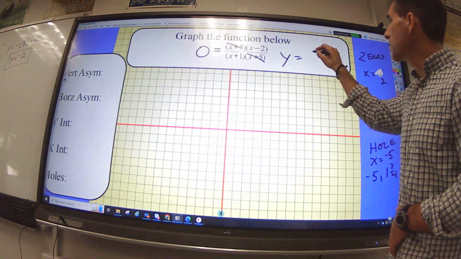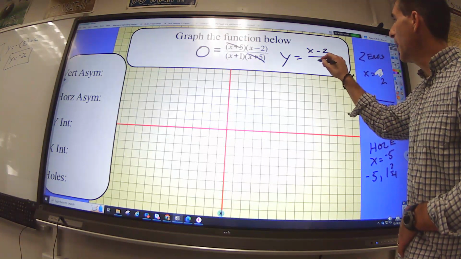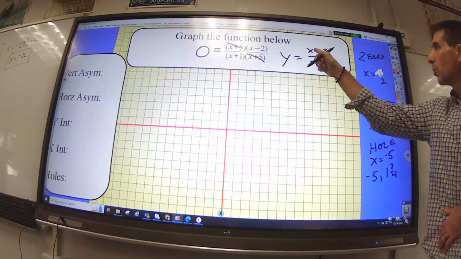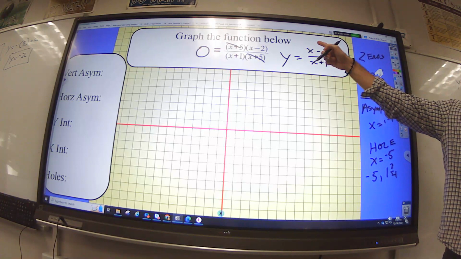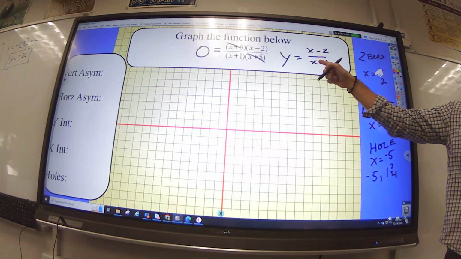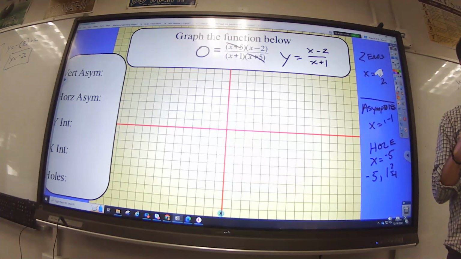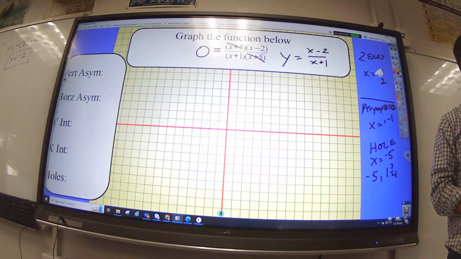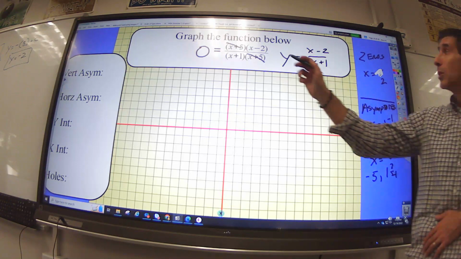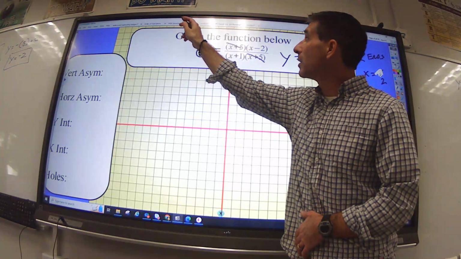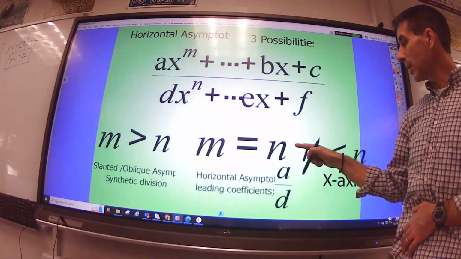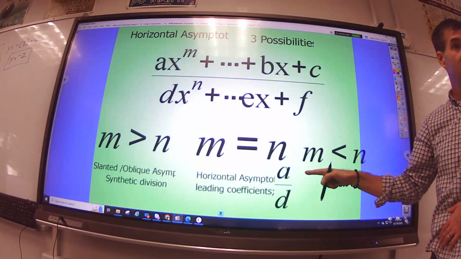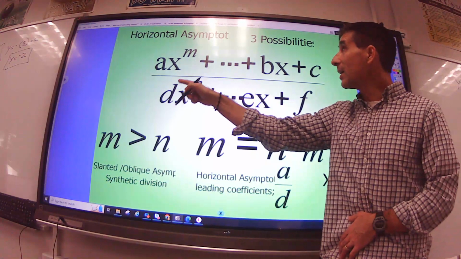We're going to graph y equals x minus 2 over x plus 1. What's my exponent for this one? 1. What's my exponent for this one? 1. So what is it? M is greater than n, m is less than n, or m is equal to n? M is equal to n. What does it say to do when m is equal to n? Divide whatever the a and d are.